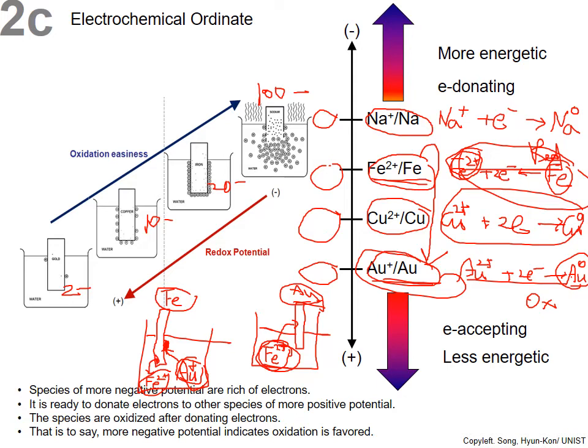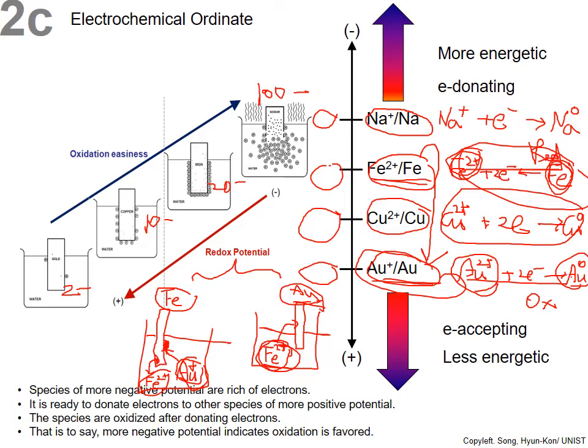So you should have reduced species for making the oxidation. You should have oxidized species to get some electrons from the other side. So you should understand those two different cases. Okay, let me summarize this slide. Let me read some text.